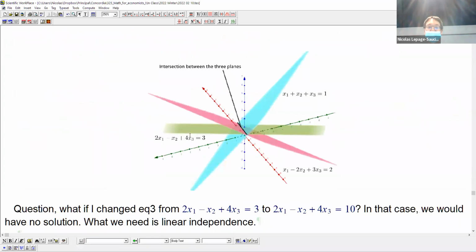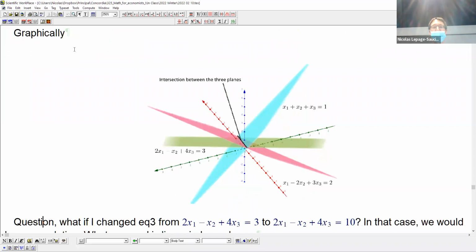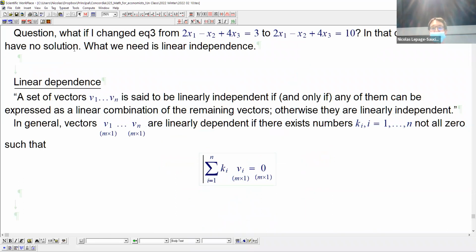This is exactly like saying that here we found that equation 1 plus equation 2 equals equation 3, or rather equation 1 plus equation 2 minus equation 3 equals 0. The same idea. So the coefficients here would be 1, 1, and minus 1. So there is some combination of coefficients by which I can multiply my equations to get all zeros. And this is the case for vectors.